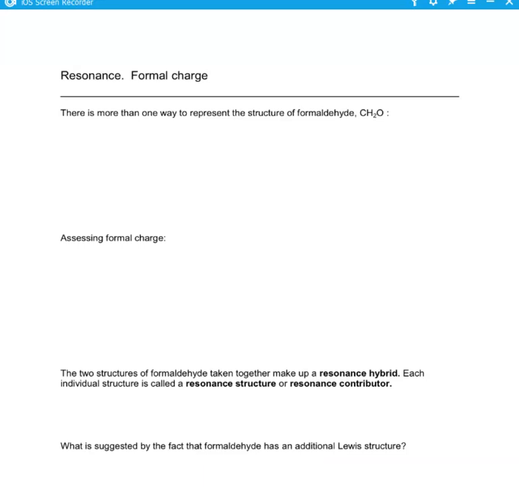So as it turns out, there's more than one way to draw formaldehyde. So let's go back to what we did initially with formaldehyde, which was to draw its structure like so. So that was what we initially did. Then in the previous video, we recognized that this is an sp2 carbon. As such, the groups around it are arranged in a trigonal planar geometry.